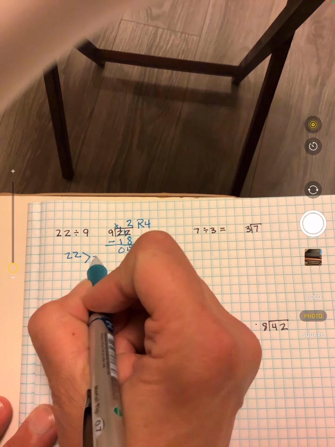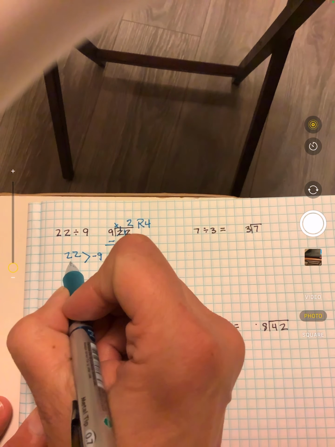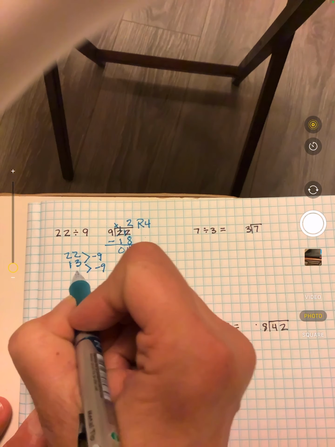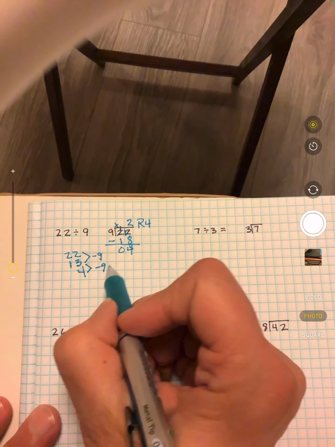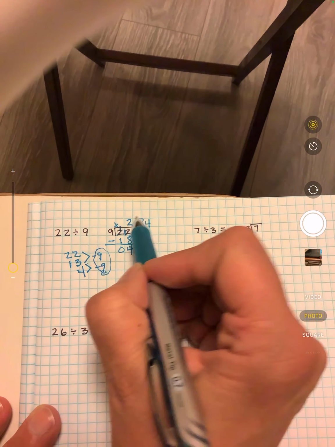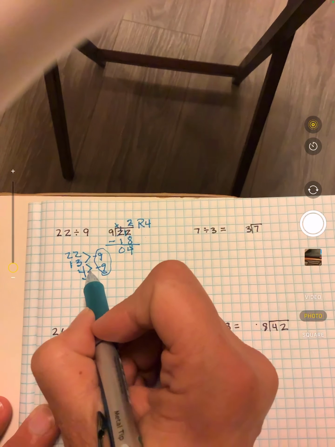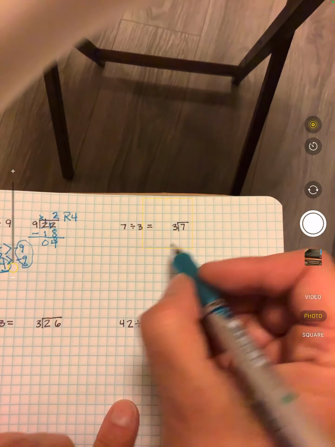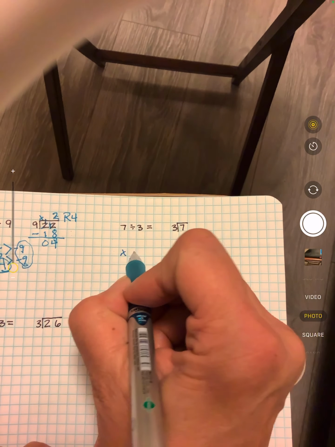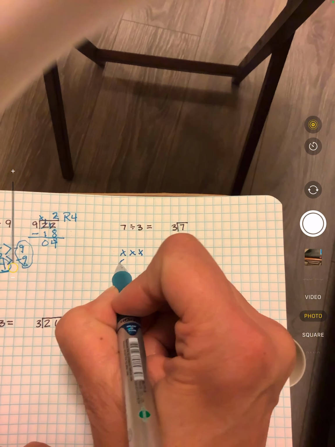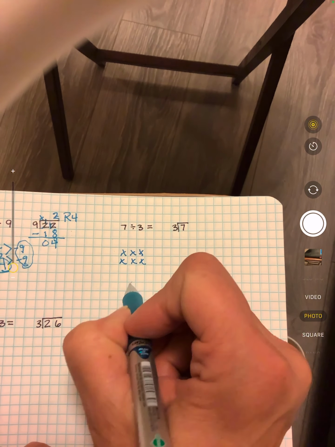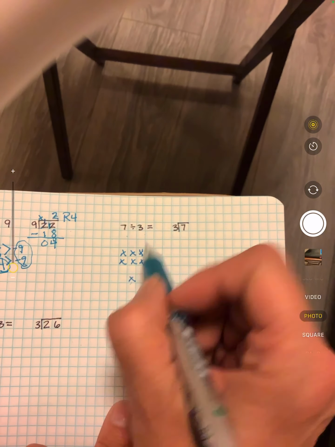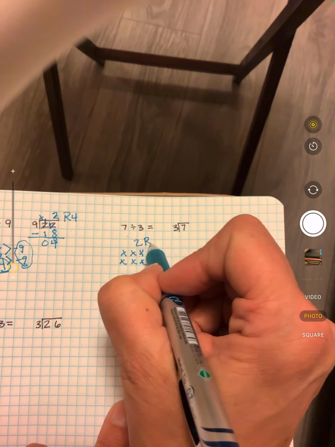22 minus 9 would be 13. 13 minus 9 would be 4. Okay, so I have my 2 9s, 2 right there, remainder 4. Okay? 7 divided by 3, groups of 3. 1, 2, 3, 4, 5, 6, and there's 7. 7 divided by 3, how many groups? 2. And I have 1 left over.